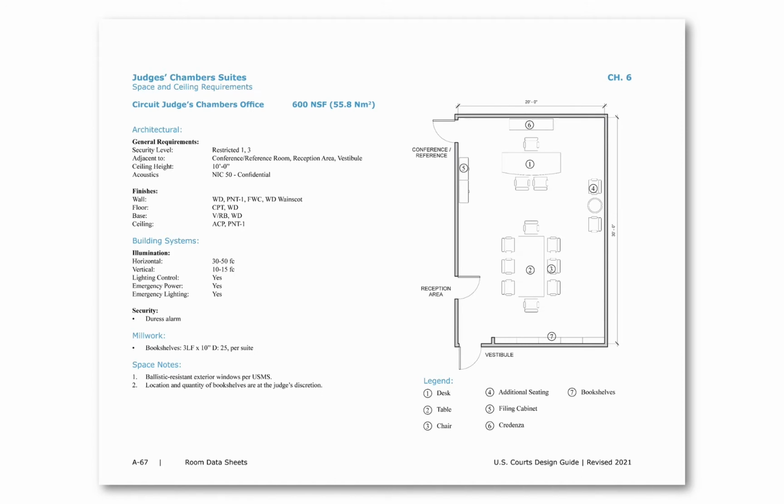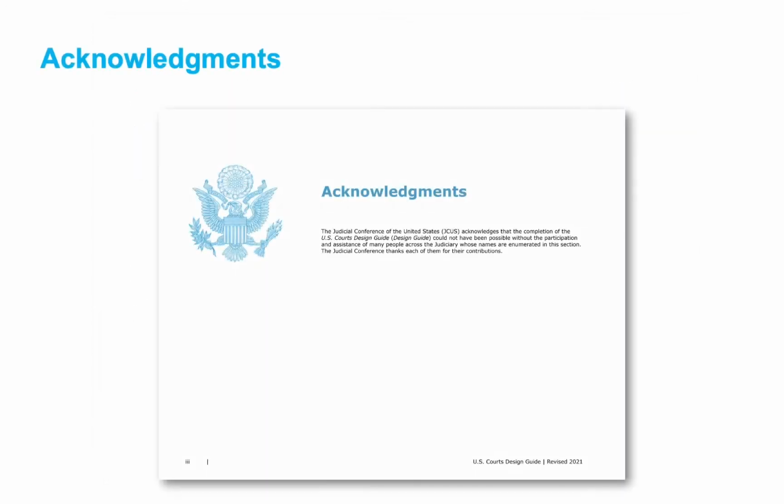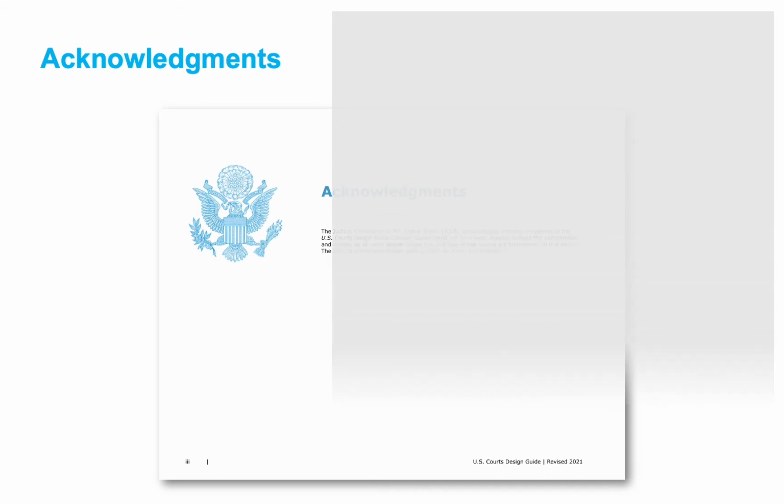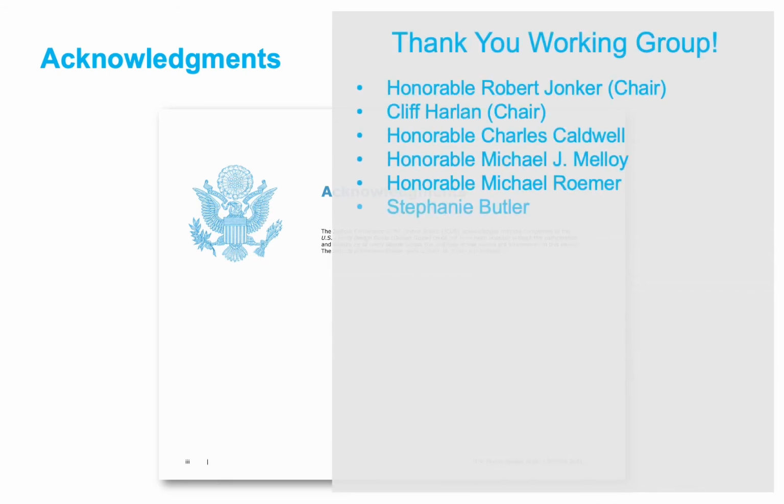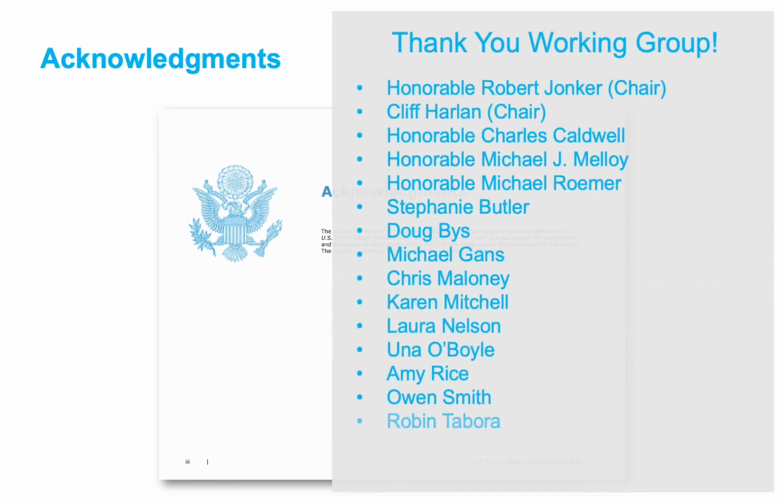Additional information on how to use this guide can be found in the 3rd installment of this training series. Other usability features will be noted in each chapter change overview. This updated guide is a result of a 4-year collaborative effort between the Design Guide Working Group, the Administrative Office and their technical consultants, the Space and Facilities Committee, and the Judicial Conference of the United States. The Summary of Changes section found in previous guides has been removed and is outlined as part of this video series.